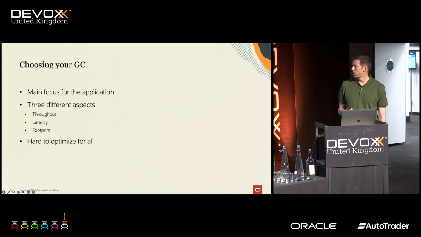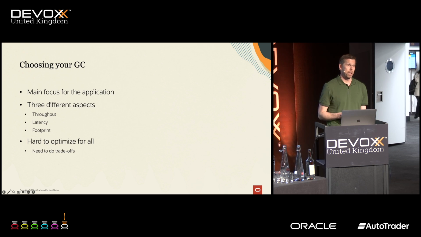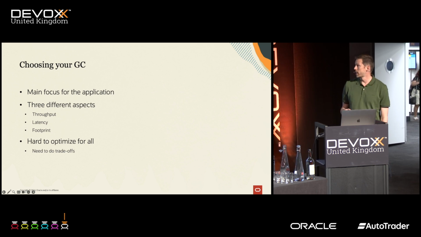So you need to figure out what's the most important of those. And from a GC developer point of view, it's very hard to optimize for all of these at once. So usually we have to make some trade-offs to be able to support a specific use case or maybe optimize for 2 of those.